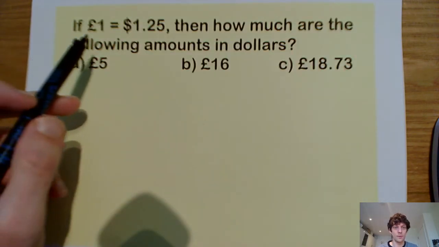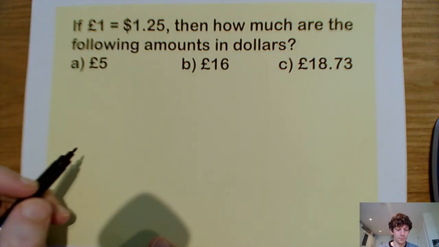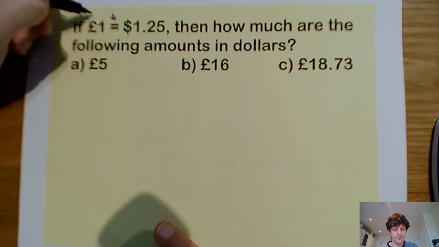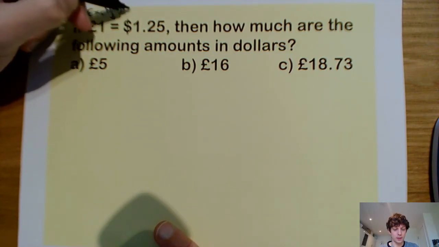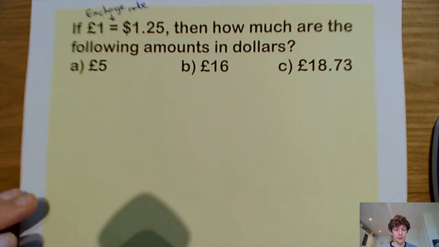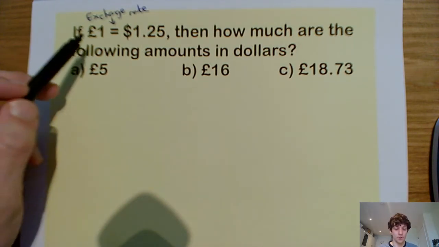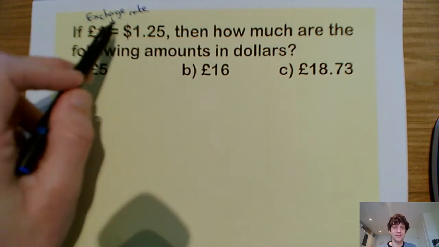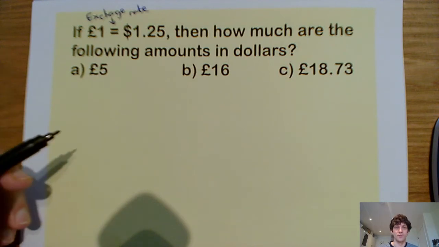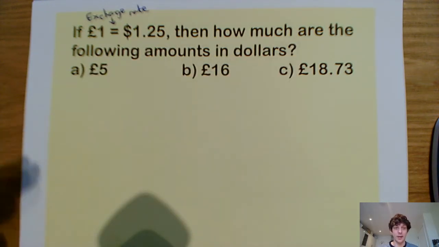Okay, so here we've got £1 is equal to $1.25. That is what we would call the exchange rate. So the exchange rate is, whenever we change from one currency into another, what one currency is worth in another. So £1 is worth the same amount of money as $1.25. And it's asking us how much of the following amounts in dollars.